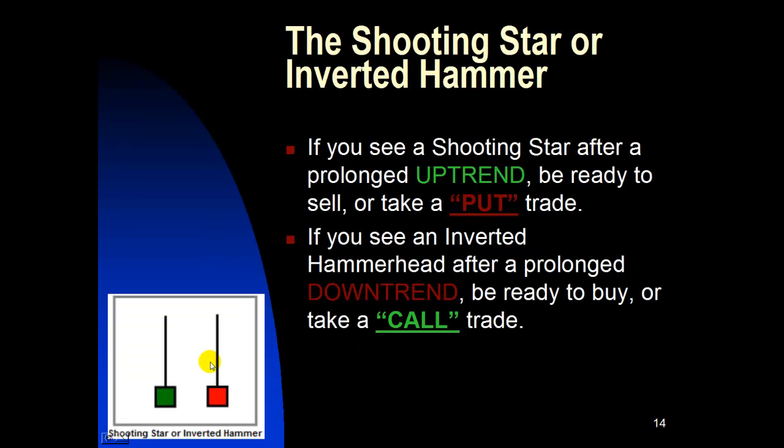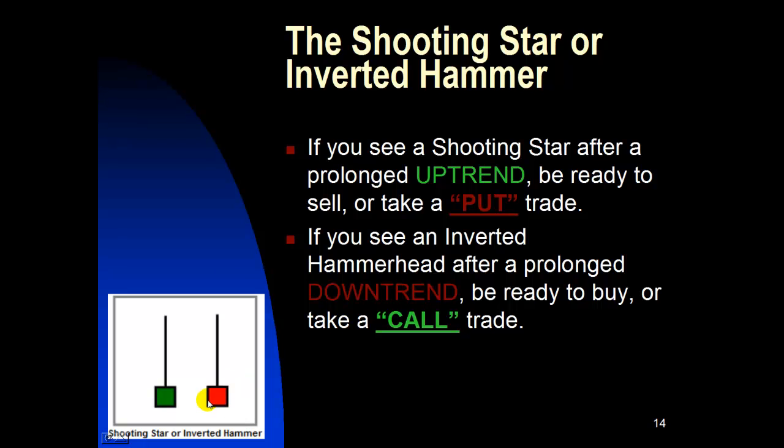Just make sure that you're looking at a candlestick this size, okay? The shooting star or the inverted hammer. If you see a shooting star after a prolonged uptrend, be ready to sell or take a put trade. And how I remember this is that when we look at the sky and we see a shooting star, we know it's falling. So that's the end of an uptrend, things are starting to come down, falling, so we take a put trade. Make sense? Good. If you see an inverted hammerhead after a prolonged downtrend, be ready to buy or take a call trade, okay?